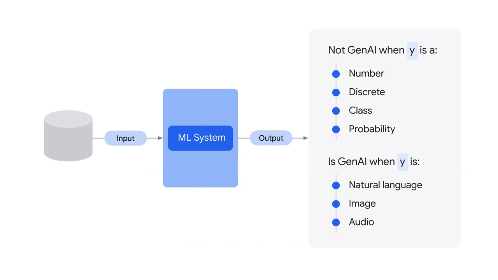It is not Gen AI when the output, or Y, or label, is a number or a class, for example, spam or not spam, or a probability. It is Gen AI when the output is natural language, like speech or text, an image, or audio, for example.